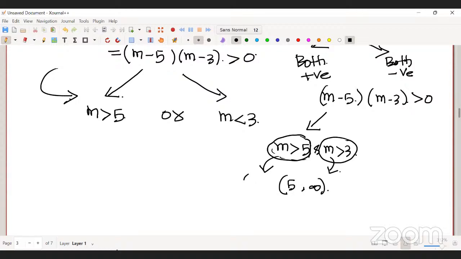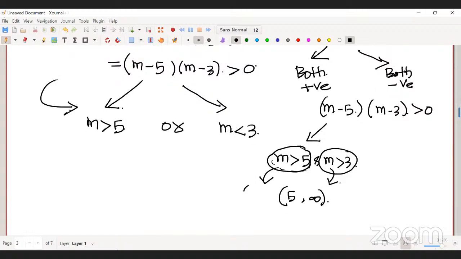So this is what you get when you consider that both terms are positive. The next thing is, let's take both are negative. That is m minus 5 is less than 0 and m minus 3 is less than 0, right?